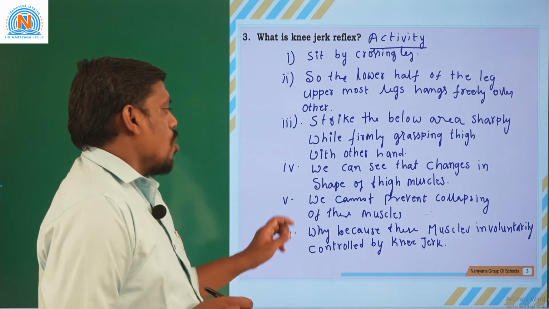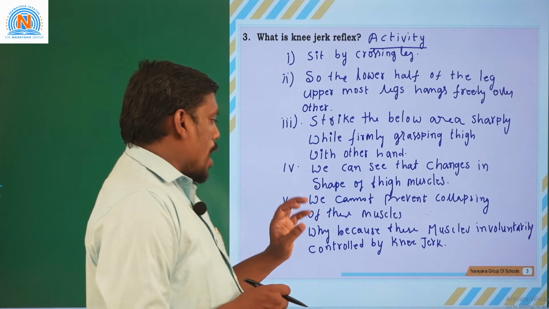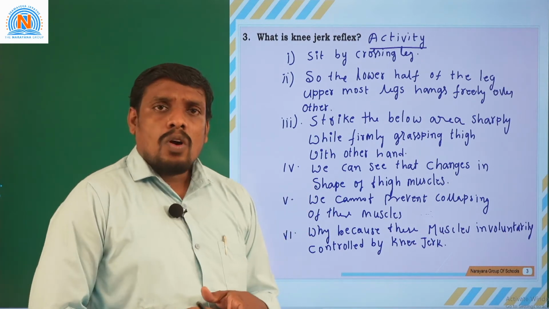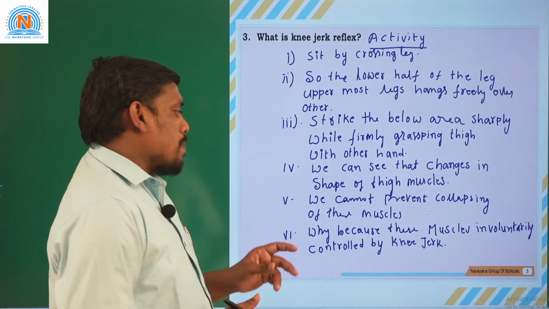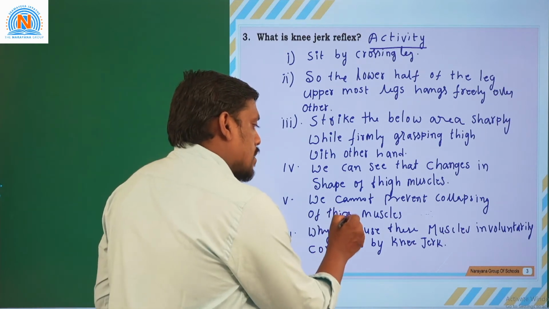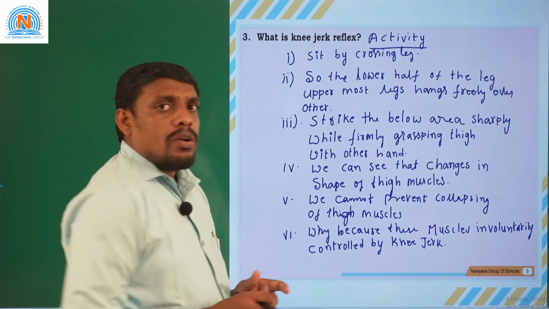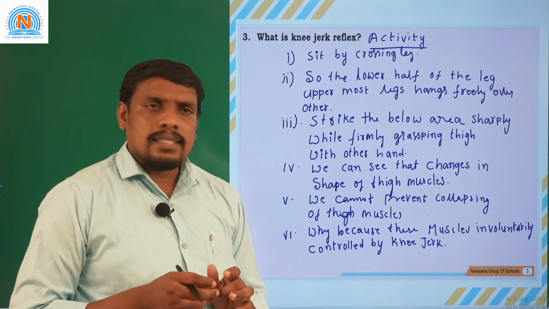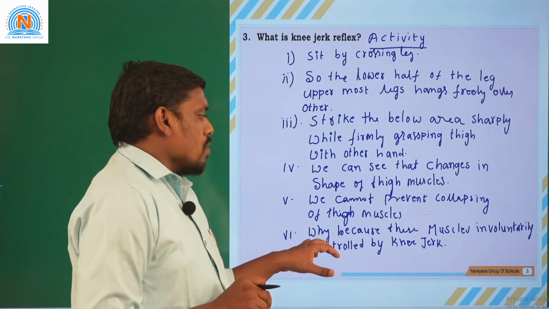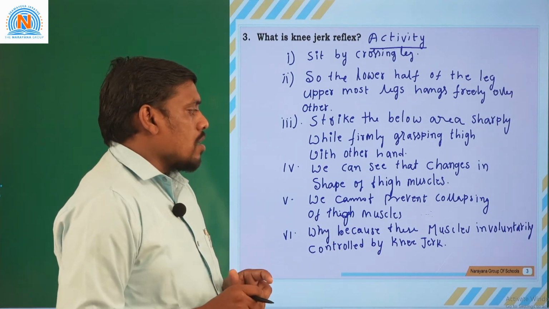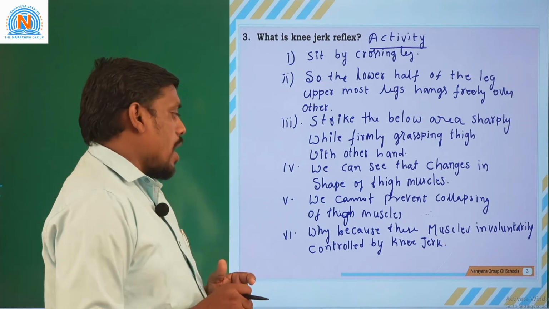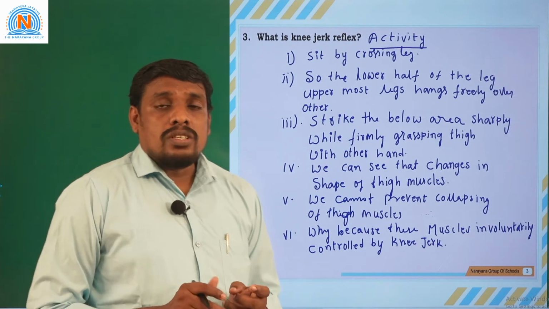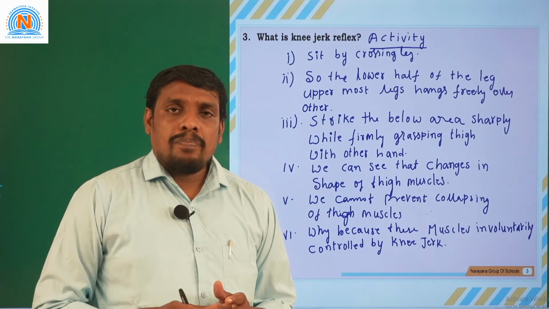Then finally, we can't prevent the collapsing of the thigh muscles which are present in the thigh. Finally, why? Because these thigh muscles are involuntary in nature and controlled by the knee jerk reflex arc which is present below the kneecap. Okay.